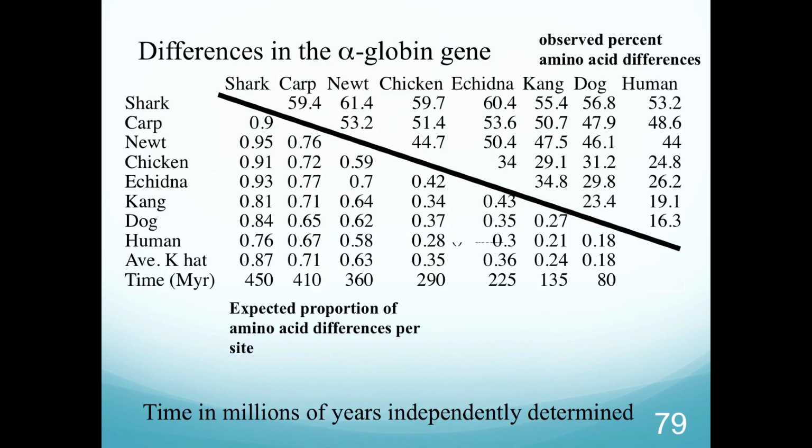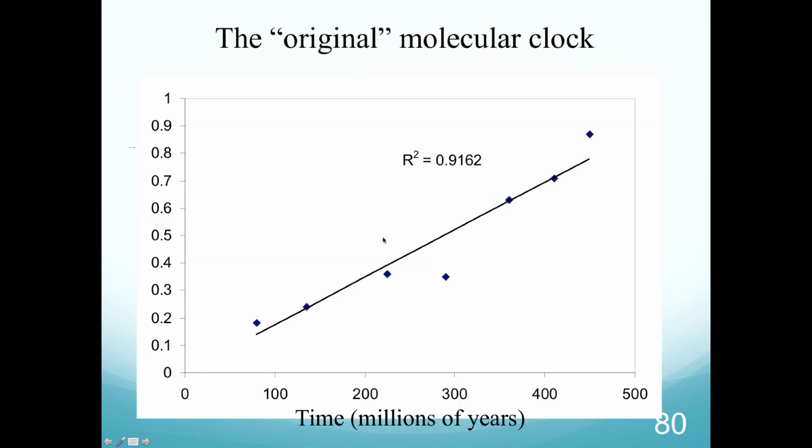So they were able to calibrate the first genetic clock using the alpha-globin gene and found that the number of years that two lineages have been separated from each other is highly correlated to the number of genetic differences that are seen at this alpha-globin gene. So for example, humans and dogs, the two lineages have been separate for about 80 million years, and they have a relatively small number of genetic changes at this gene. The genetic distance is relatively small compared to the other genetic distances.